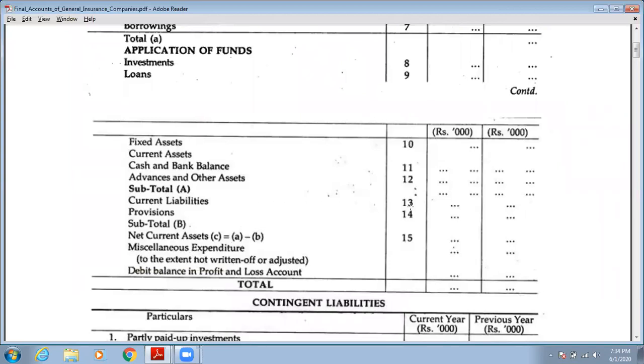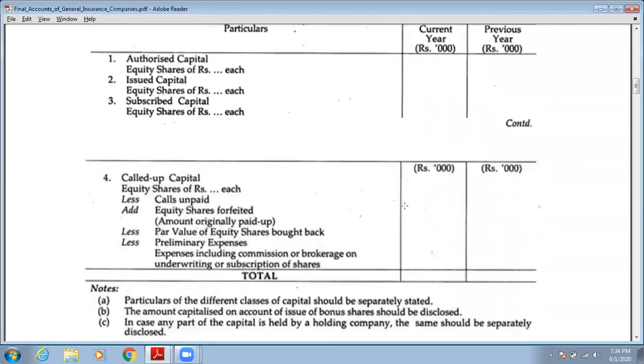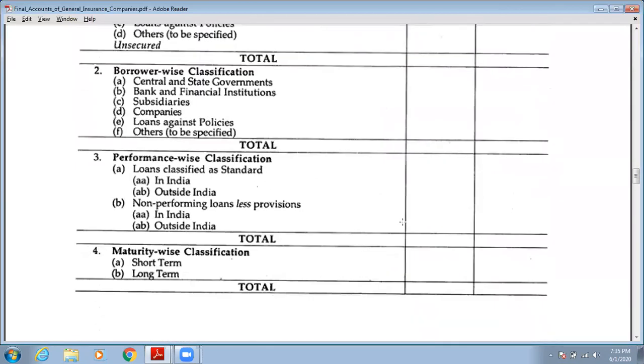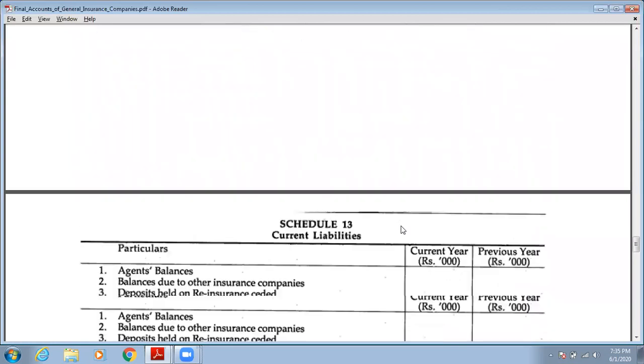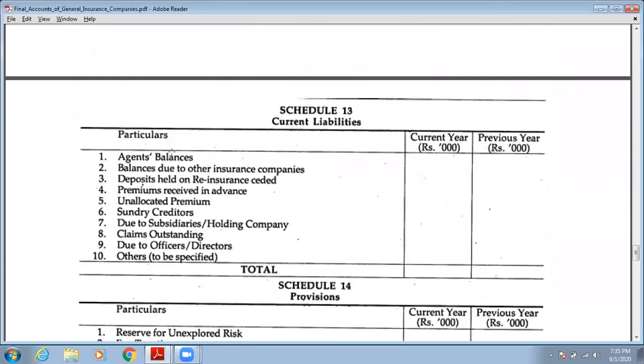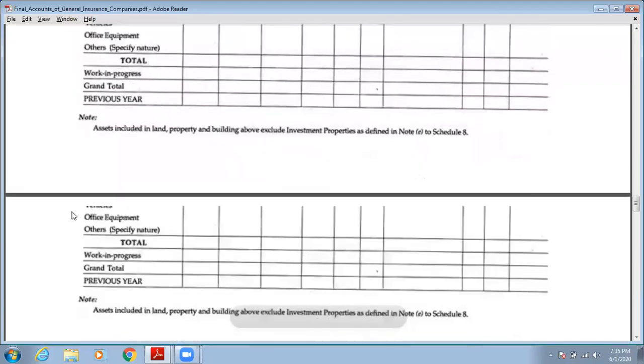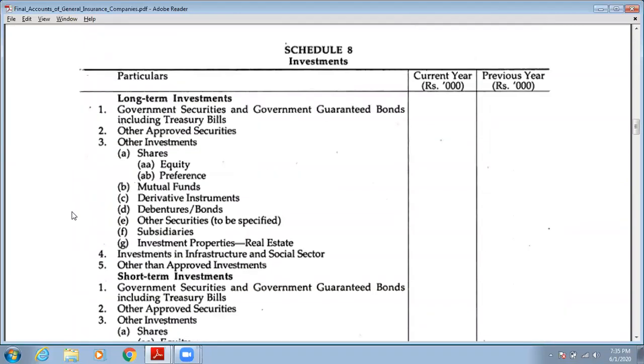So in current liabilities, what will you include? We will prepare schedule number 13 for the current liabilities. So see what is schedule number 13. In schedule number 13, we will write all the current liabilities: agents' balances, balance due to other insurance companies, deposits held on reinsurance ceded, premiums received in advance, unallocated premiums, sundry creditors, amounts due to subsidiaries or holding company, claims outstanding, due to officers or directors, and others. All these amounts we will write in schedule number 13, and the total of schedule number 13 will be written in the balance sheet under the heading current liability. Okay.